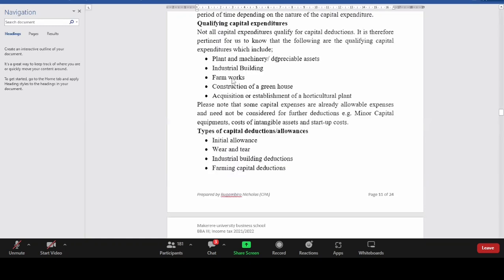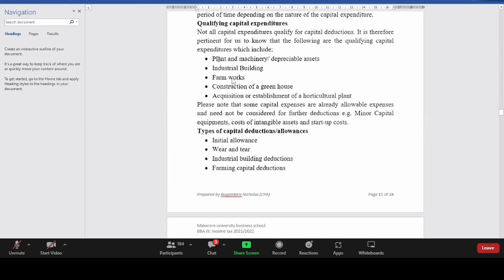Do you see qualifying capital expenditure? They are saying not all capital expenditure qualify for capital deduction. Not everything of capital expenditure. If you recall the general principles, we consider the incomes or expenditure that are related to revenue expenditure, not capital expenditure. However, there are those specific allowable regarding capital expenditure, which are the ones we are now covering. They are saying qualifying capital expenditure. Not all capital expenditure qualify for capital deduction or allowance. So what are those that qualify?